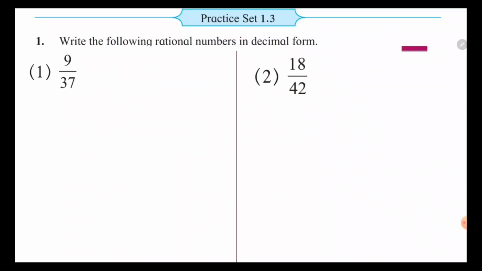Now there is directly practice set 1.3. Practice set 1.3's first sum is: write the following rational numbers in decimal form. Every number which is given to you, you have to write it in a decimal form. Now these are some of the major sums because this denominator is minus 37, your denominator is minus 42. So these are little difficult sums which I'll be solving for you over here.